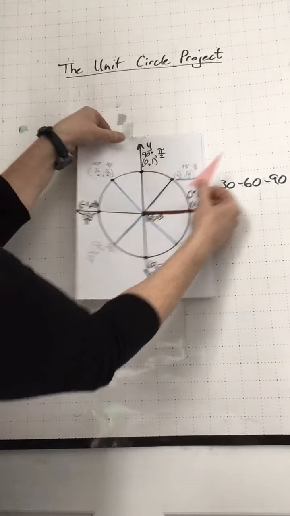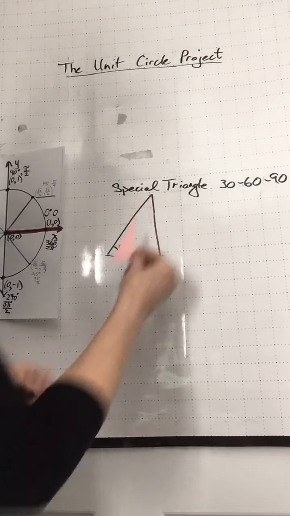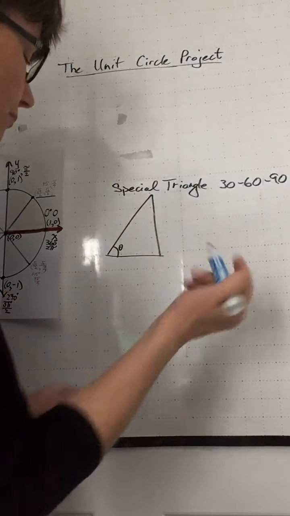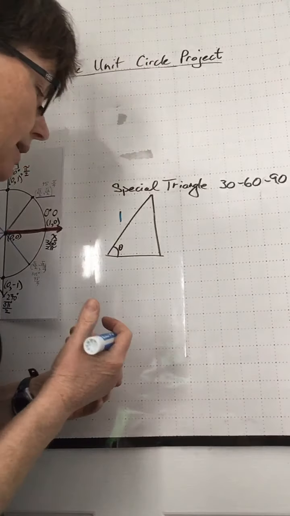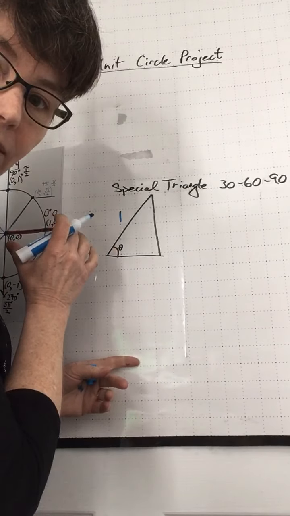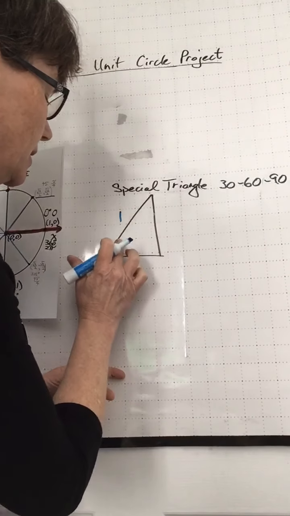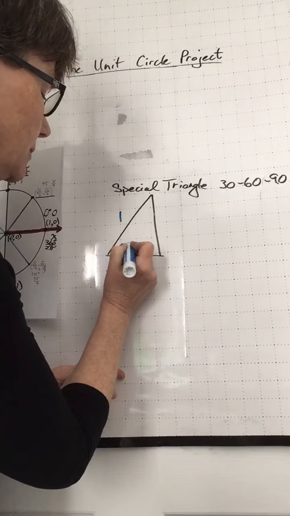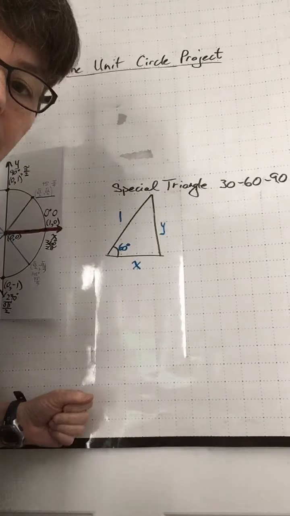All right, so let's take a closer look at this special triangle. I just recreated one here. And we are calling this side 1 unit because that is our hypotenuse. It's also the radius of the unit circle. All right, so we know that theta is equal to 60 degrees, and we want to figure out how long is this side and how long is this side.